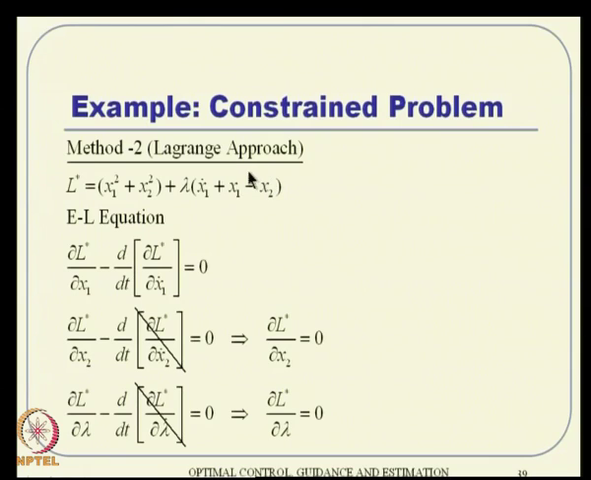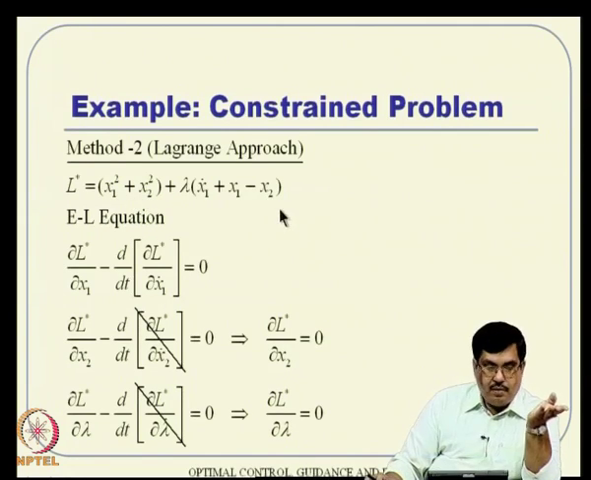Now, we have equations in 3 variables, because x1, x2 and lambda. We have not eliminated x2, so x2 happens to be a free variable also. Just that x2 dot is not there and lambda dot is also not there, so these two quantities will go to 0. So, what you are looking for is this equation and these two equations.